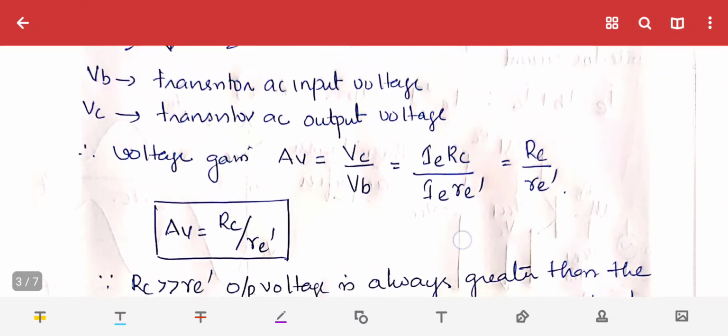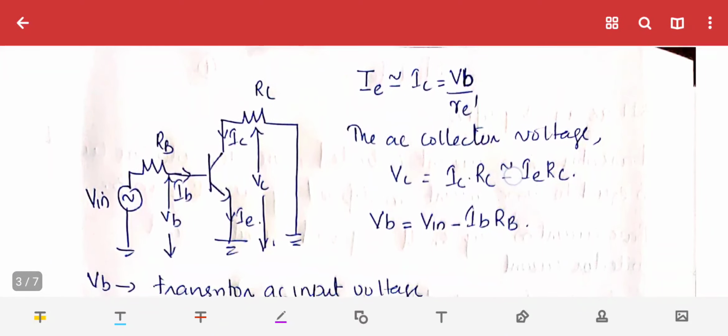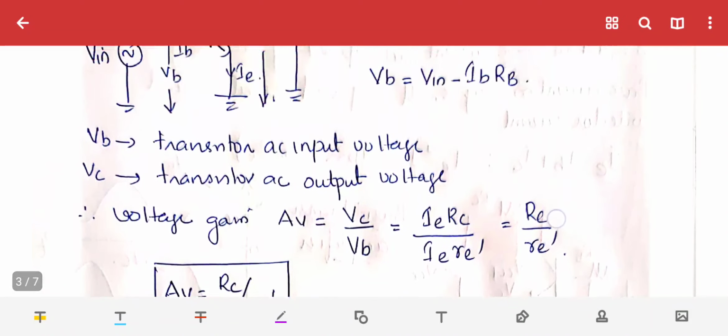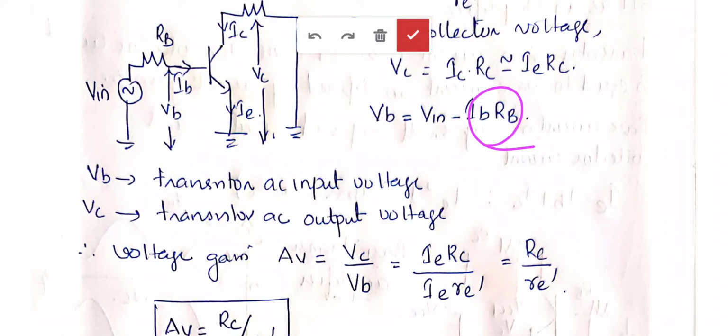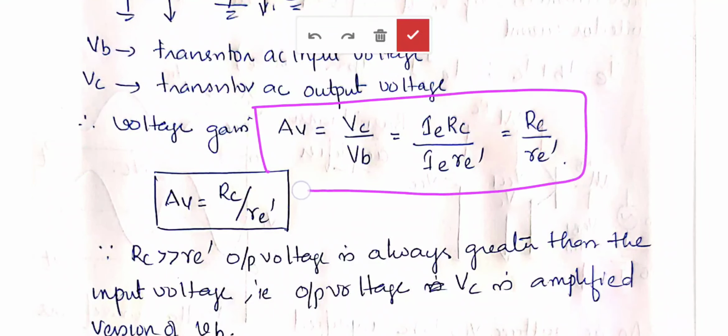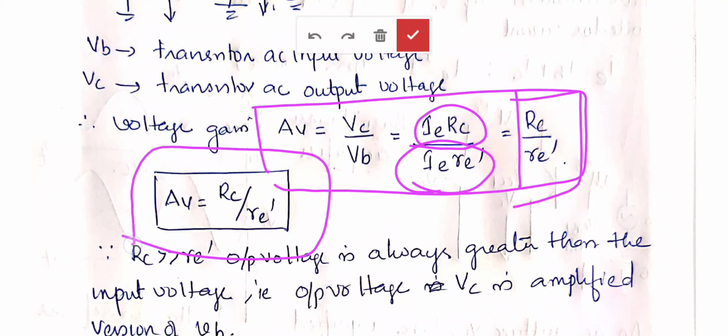So AV is equal to VC divided by Vin. We are considering IB as a very small current, right? So IB is very small. Since we are considering Vin almost equal to VB, the voltage gain AV is equal to VC divided by the base voltage VB. So that is nothing but IE times RC divided by IE times RE dash. IE will get cancelled. What remains is RC by RE dash. So voltage gain AV is nothing but the resistance connected at the collector divided by the internal resistance of the transistor, RC by RE dash.